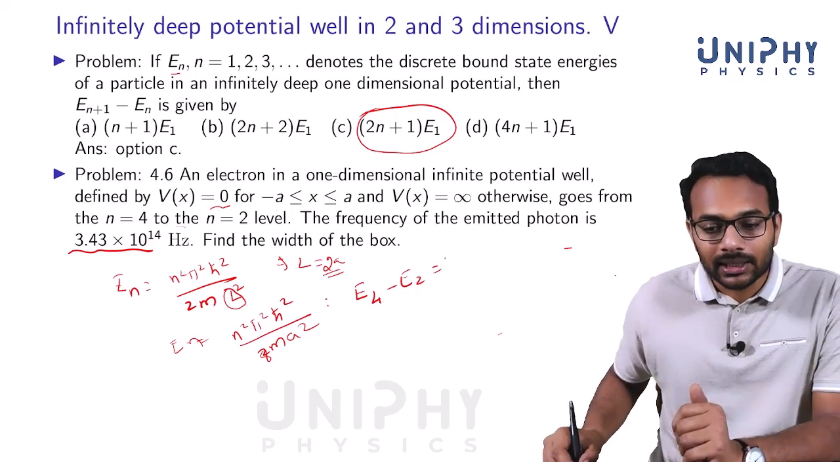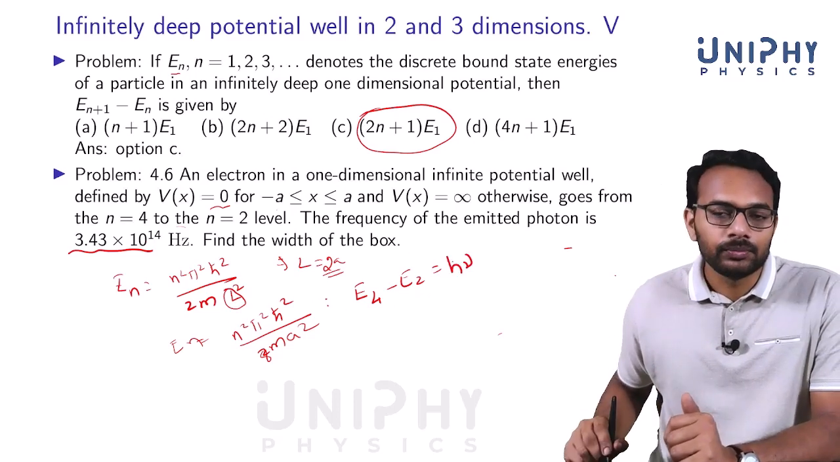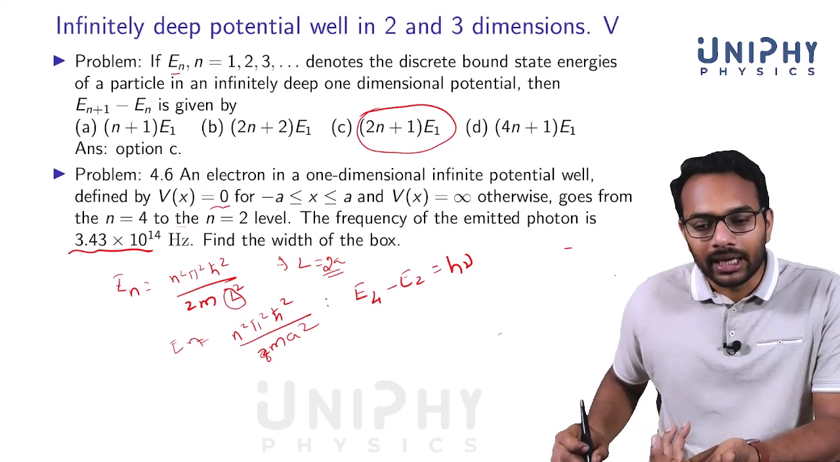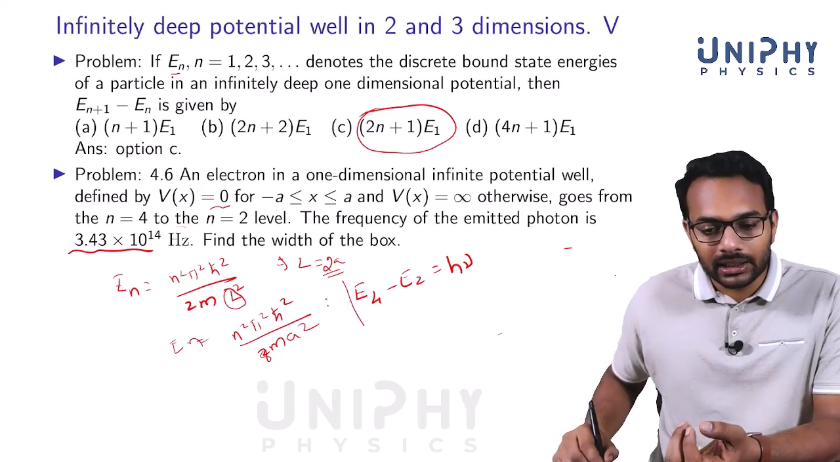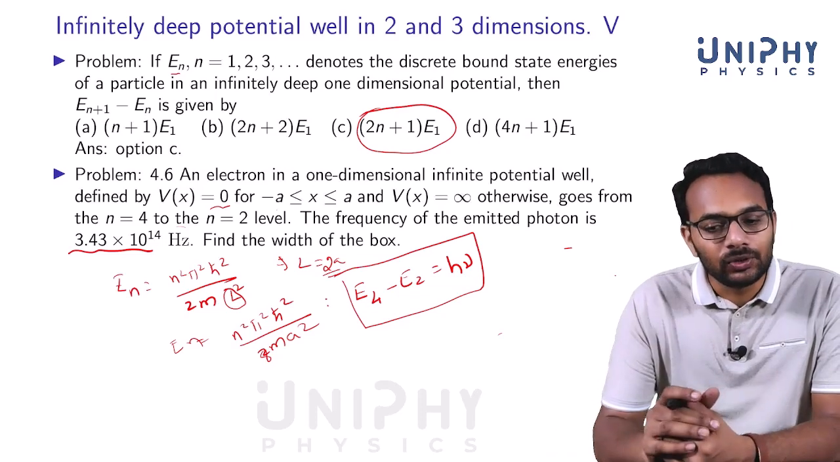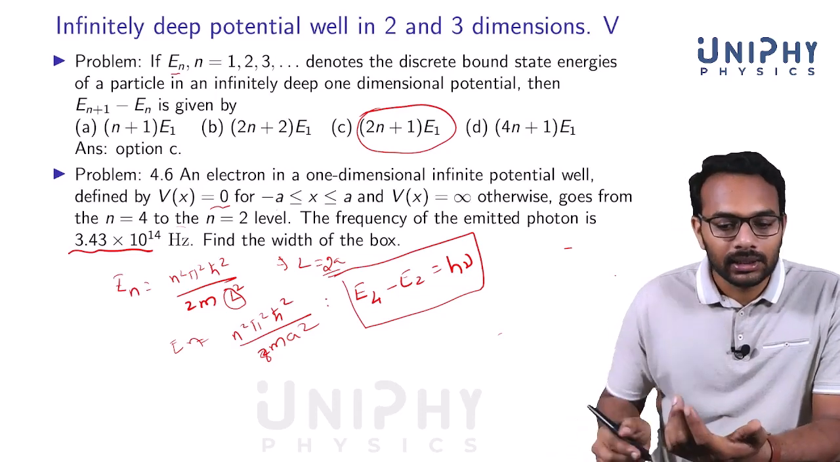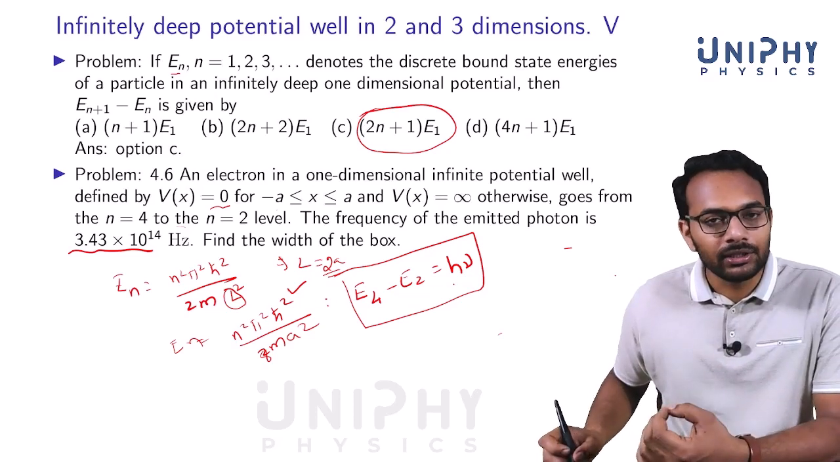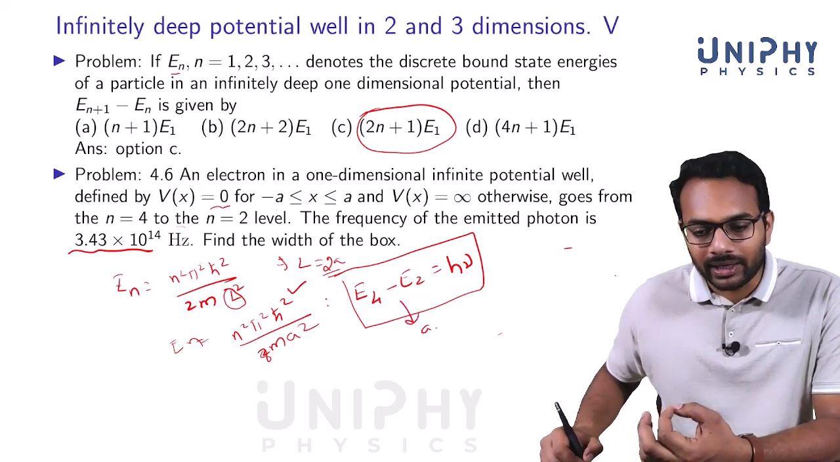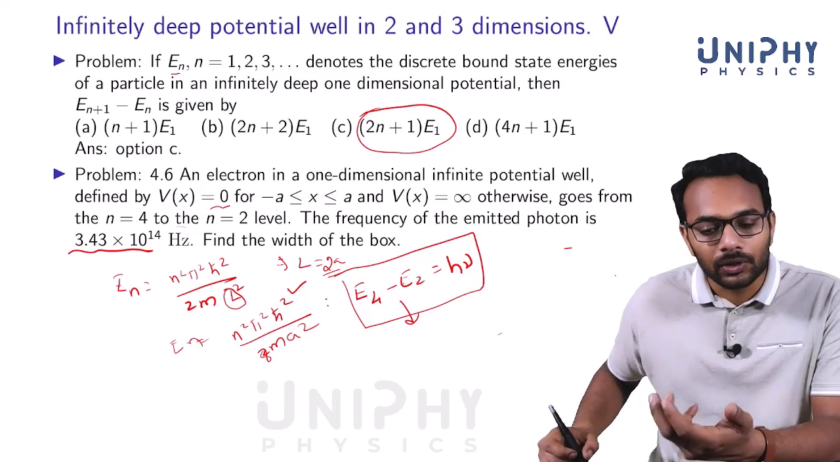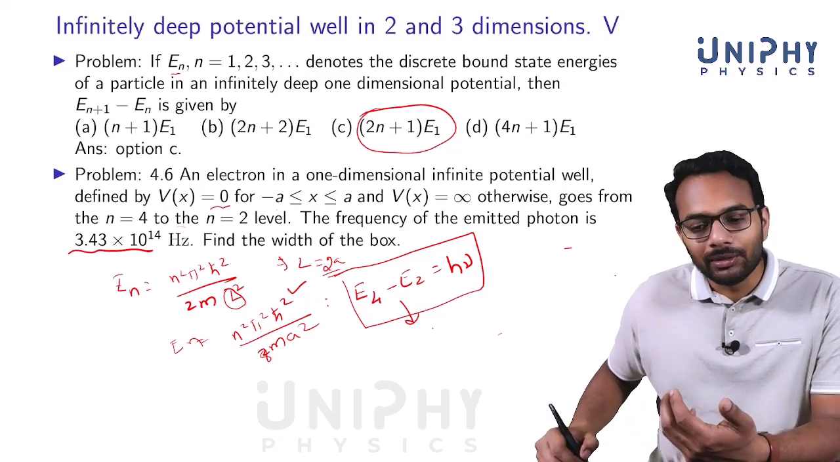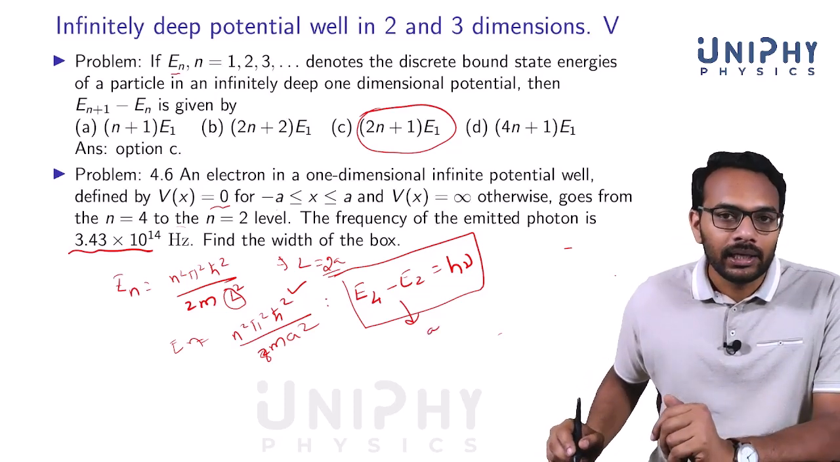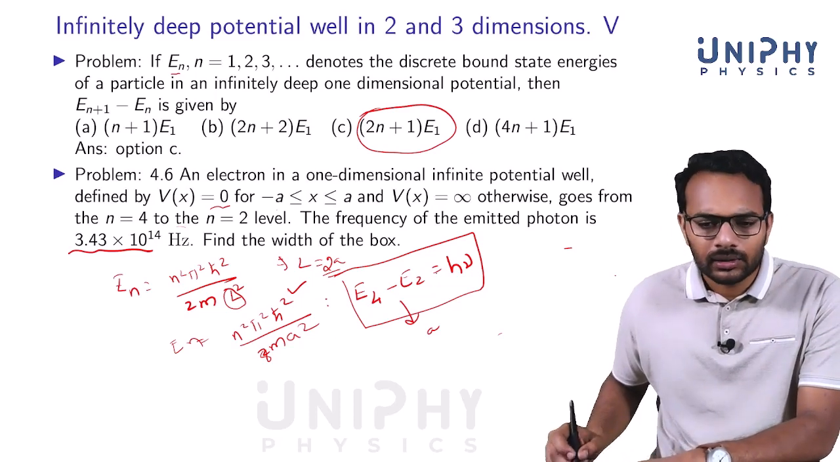Okay. So the corresponding energy is h nu. So this is the equation that we will use: E4 minus E2 is equal to h nu. You take E4 from here, take E2 from here, subtract them, and equate it to h nu. Now we can solve this to find A. You will see that the only unknown in this equation will be A, and you can solve for A. So you can complete the problem.